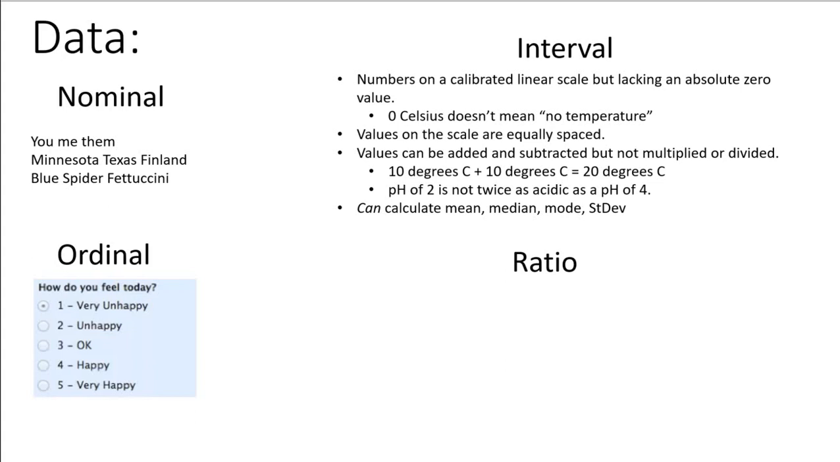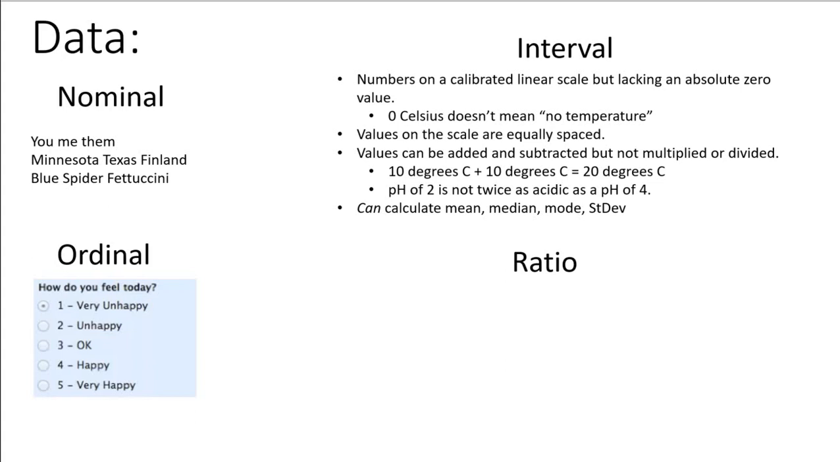So, for example, 10 degrees Celsius plus 10 degrees Celsius is 20 degrees Celsius. But 20 degrees Celsius isn't twice as hot as 10 degrees. It's different. A pH of 2 isn't twice as acidic as a pH of 4. We can't make those kinds of ratio comparisons with interval data. So think about that meaningful absolute zero value.